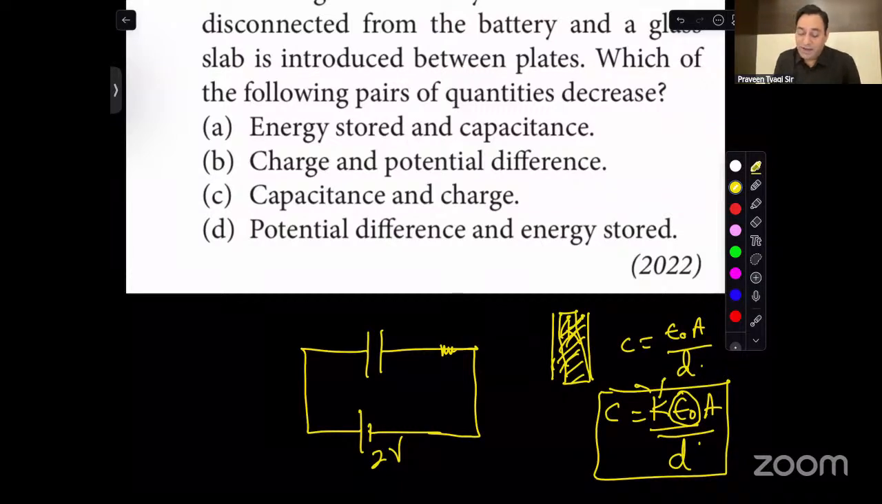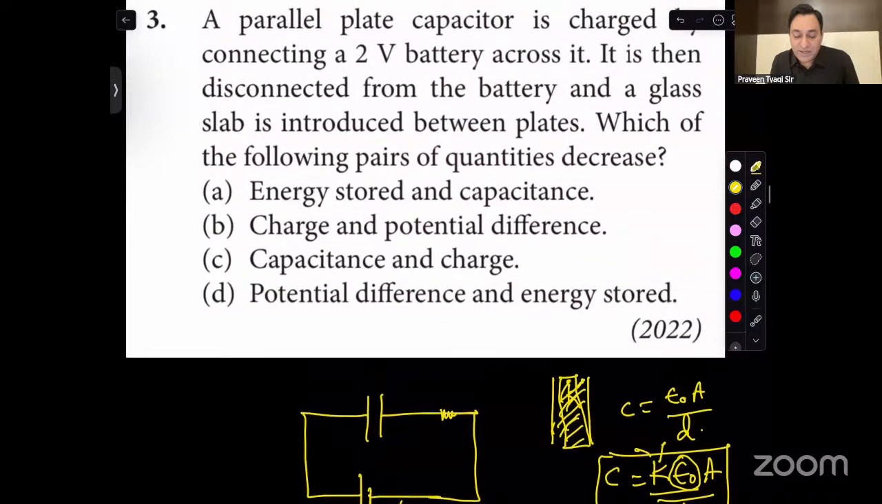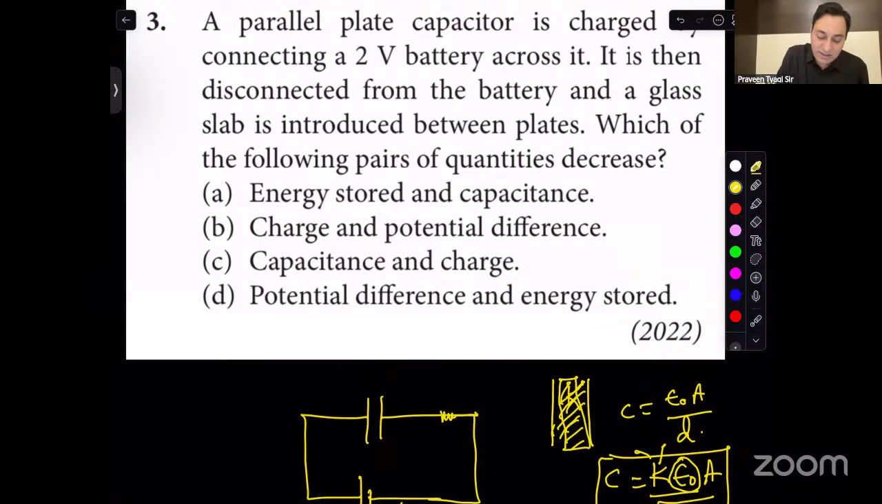So if you have filled it with a dielectric slab introduced between the plates. Just see what is written here. See this. Dielectric slab is introduced between the plates.